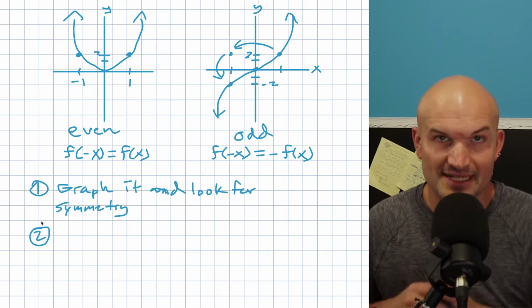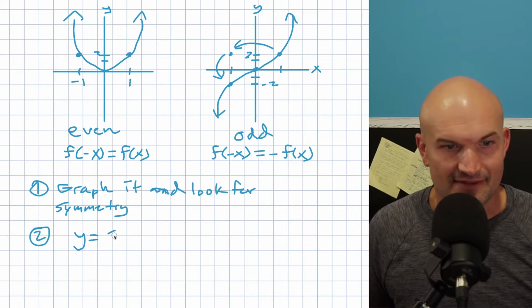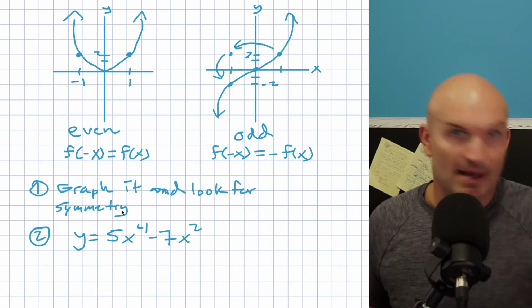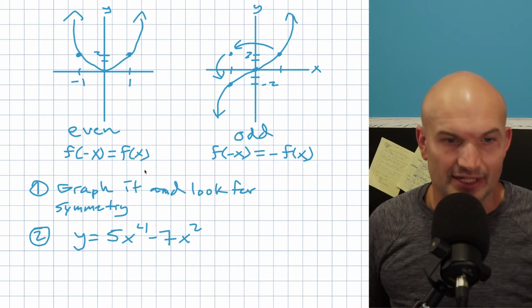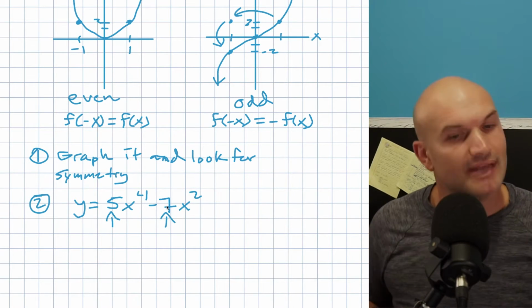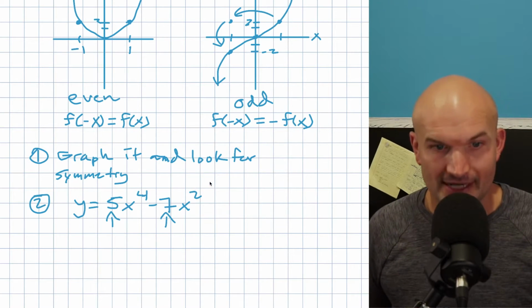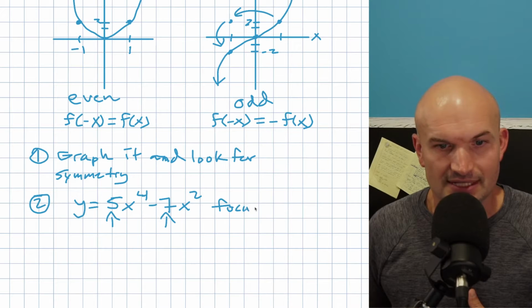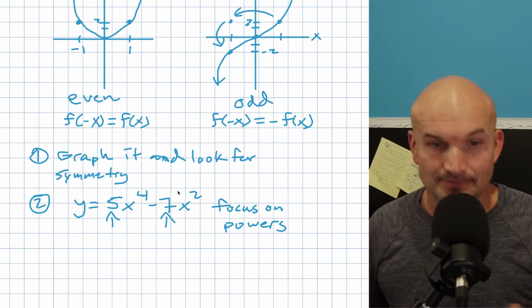Now, the next tip is really going to focus on polynomials, okay? So let's say I look at this and I say 5x to the 4th minus 7x squared. Here's a polynomial, okay? And one of the most common mistakes that students make when they're looking at polynomials is they focus on the coefficients. Do not focus on the coefficients. What you need to do is focus on the powers, all right? So focus on the powers. Now, there's a couple of tips that I want you to use when you're trying to focus in on the powers.